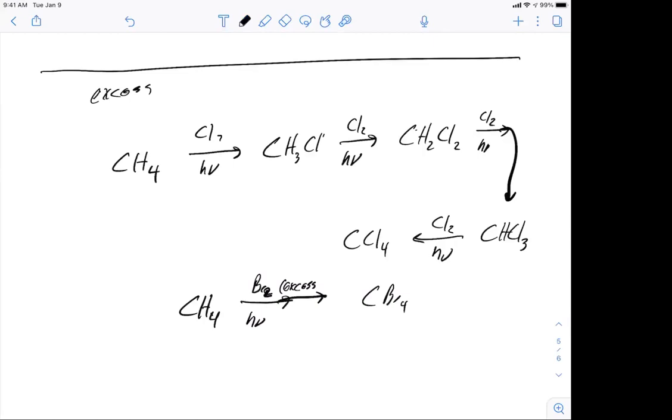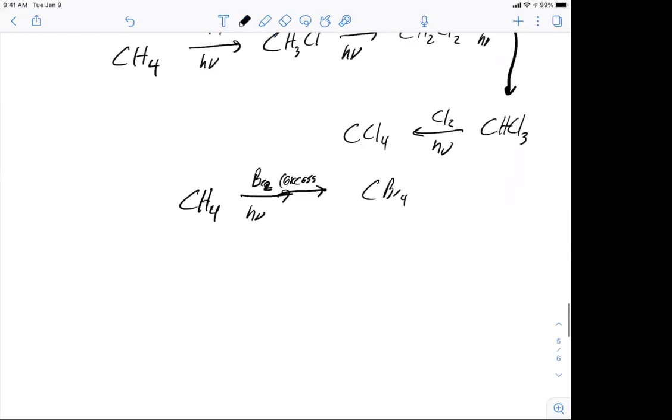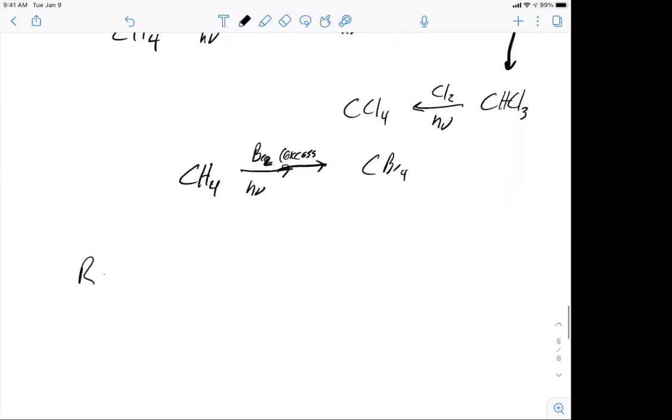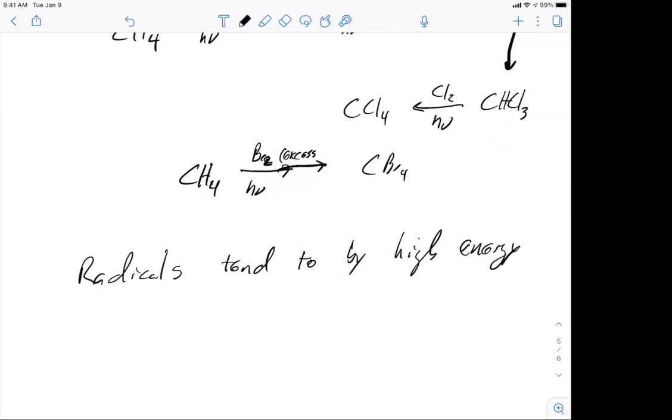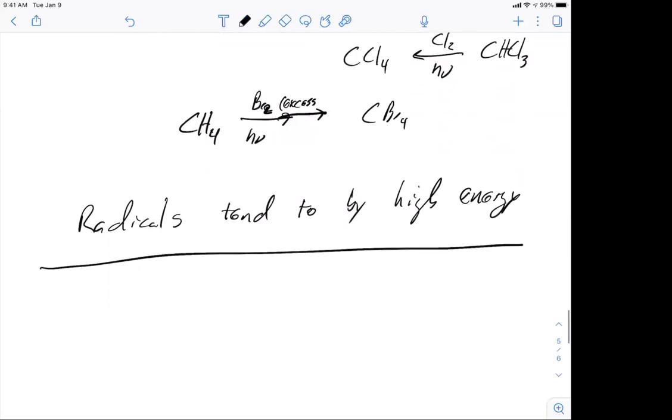So this reaction won't stop at the one. Radicals, this is important to say, tend to be high energy species. Now there are some radicals that are more stabilized, but in general, radicals tend to be high energy species. So if the reaction can occur, it's going to occur. That brings up selectivity.